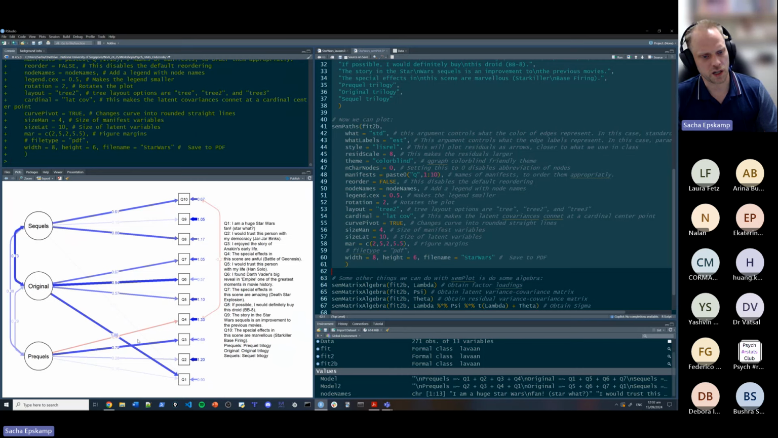So here I see there's a negative vector loading on Q4, the special effects in the scene were awful. So there was a negative rate item, so it makes sense. And you see here that this item 1, I'm a huge Star Wars fan, has very weak loadings from the other vectors, so only really a strong loading from the original trilogy.